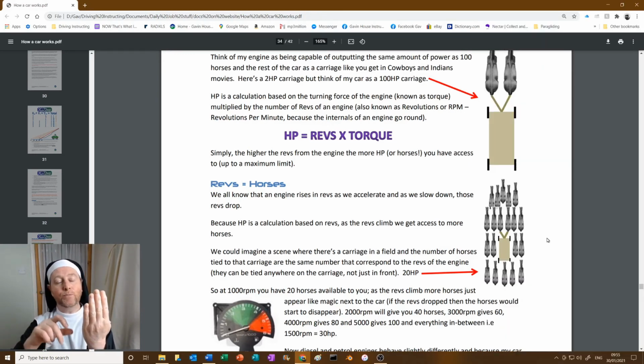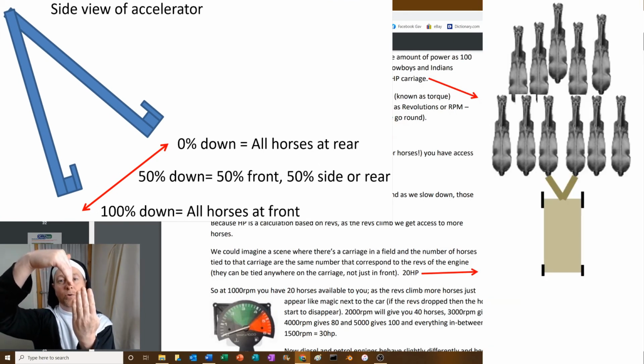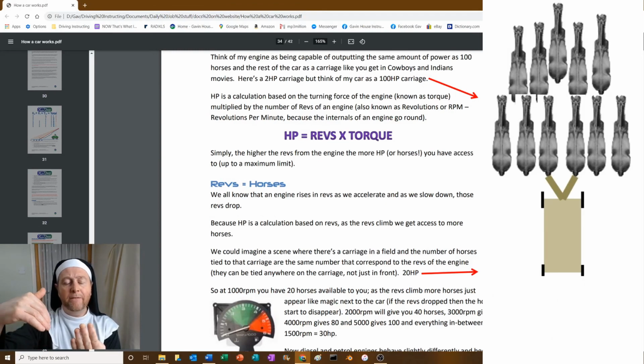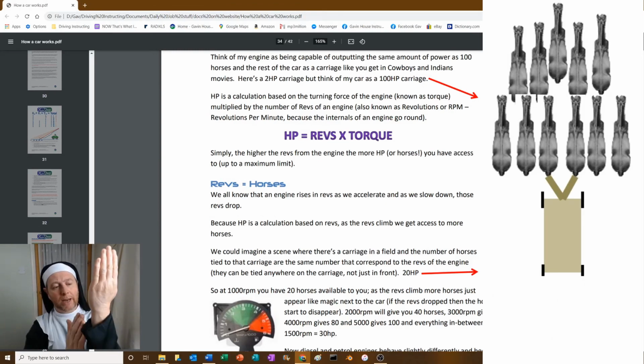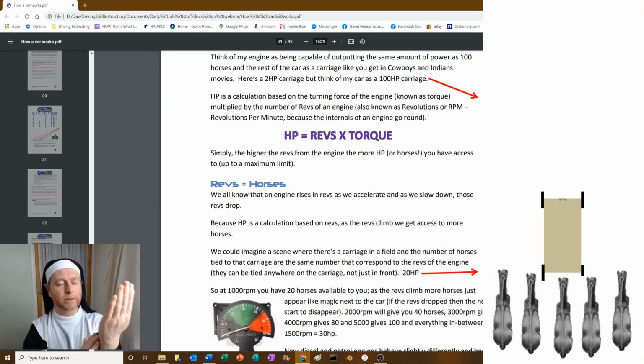And what happens is, as you push the accelerator, you move the horses to the front of the car, and when you take your foot off the accelerator, they go to the back of the car. When you push the accelerator, they're very keen to get going, but when you take your foot off the accelerator, they're also very keen to stop. So maybe they're going to a Justin Bieber concert or something.